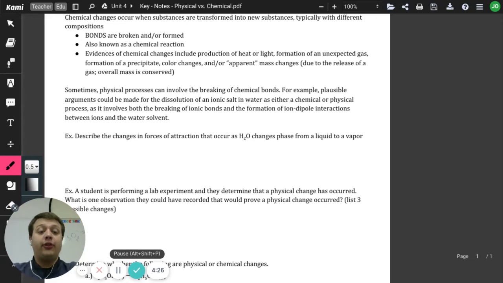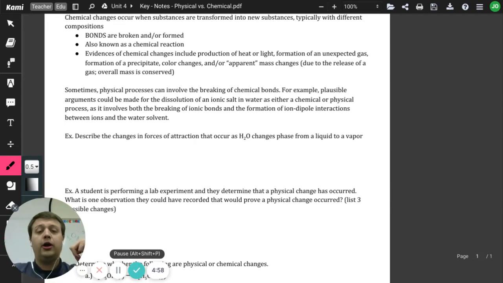Okay. Now, sometimes a physical process can actually involve the breaking of a chemical bond. Now, this is very rare, but there is some evidence to show that it can occur. An example of this would be taking table salt and putting it into water. What actually occurs is that the water molecules will actually pull apart our table salt into its individual ions. And so sometimes it's a little bit iffy on what we would classify that as.